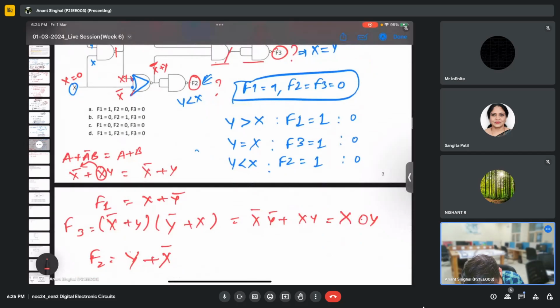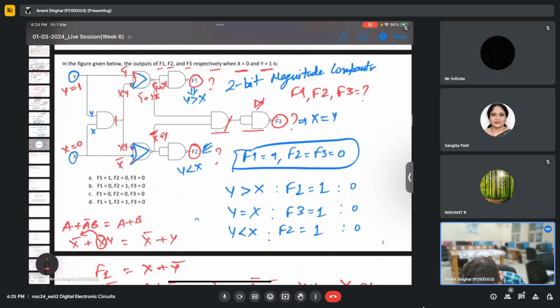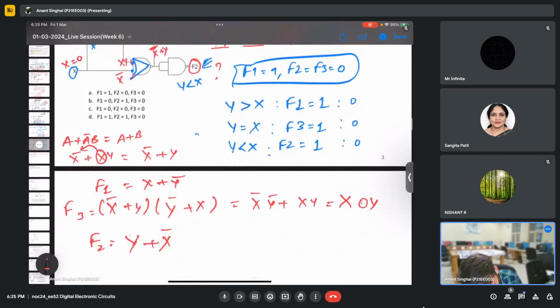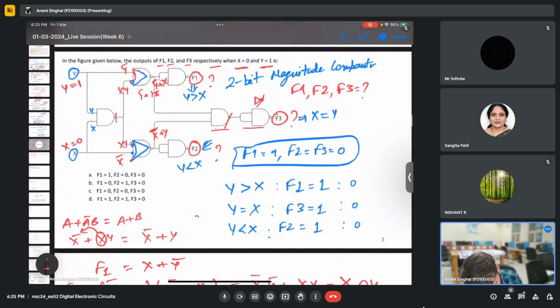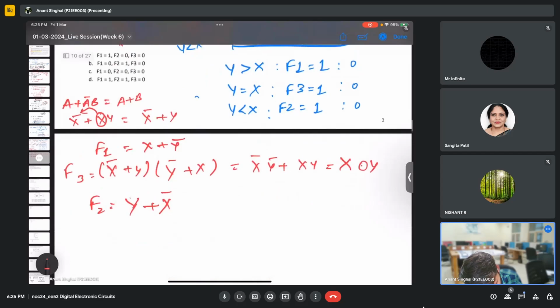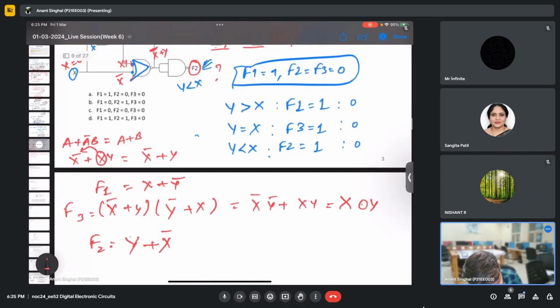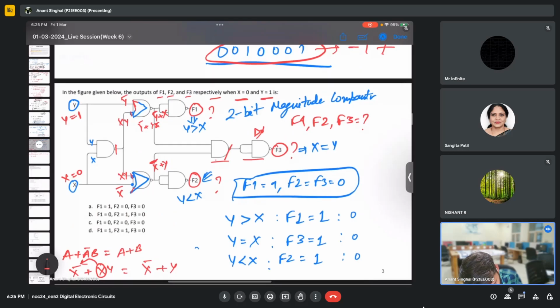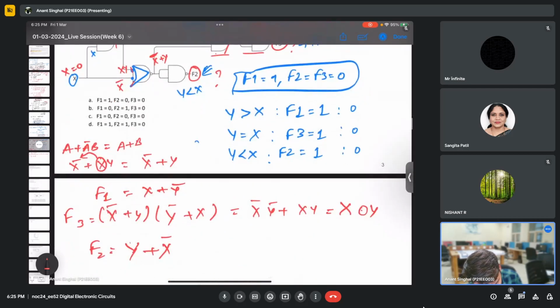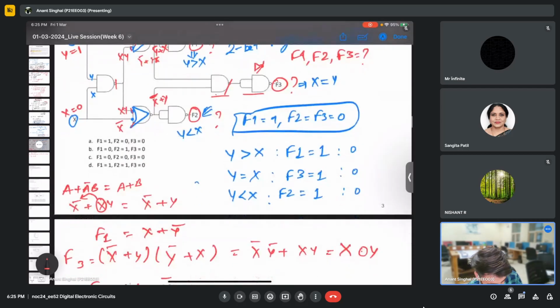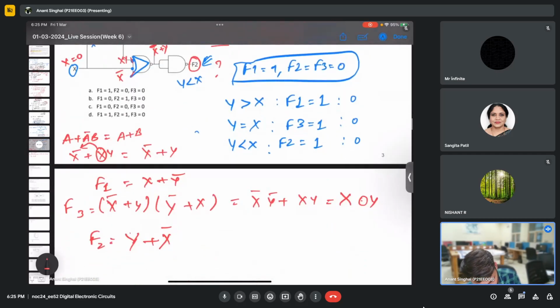I have written it wrong. This is x bar and this is x y. X bar plus y, yeah. Okay. And f1 is this. Y is greater than x, so f1 will be 1.